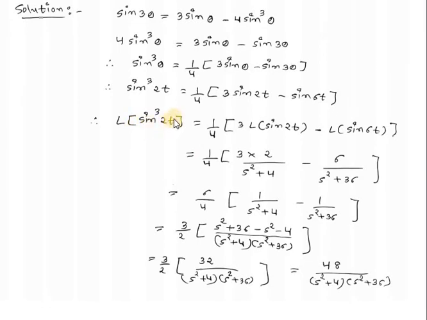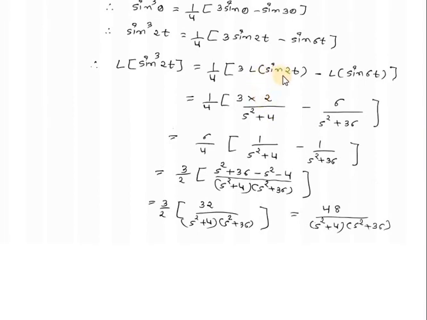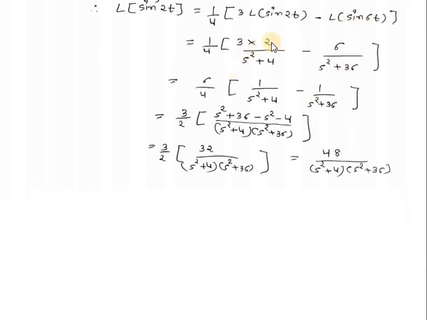Therefore Laplace of sin cube 2t is given by 1 by 4 in bracket 3 into Laplace of sin 2t minus Laplace of sin 6t. Now here Laplace of sin at will be a divided by s square plus a square. So it will be 2 divided by s square plus 4, because here a is 2. Same way Laplace of sin 6t will be 6 divided by s square plus 36, because here a is 6. So here 6 is common, so it will be 6 divided by 4 in bracket 1 divided by s square plus 4 minus 1 divided by s square plus 36.